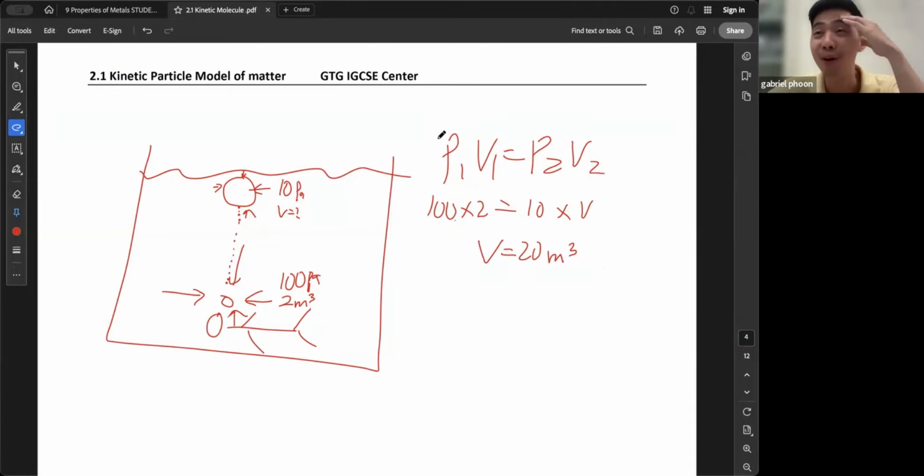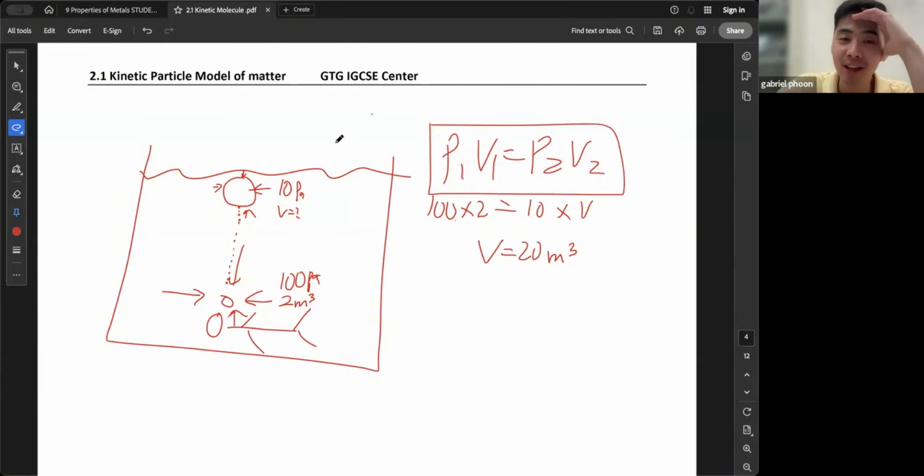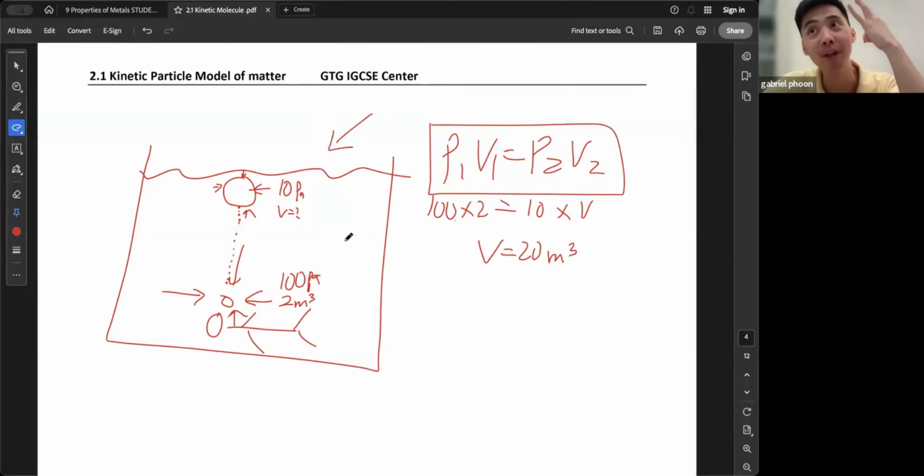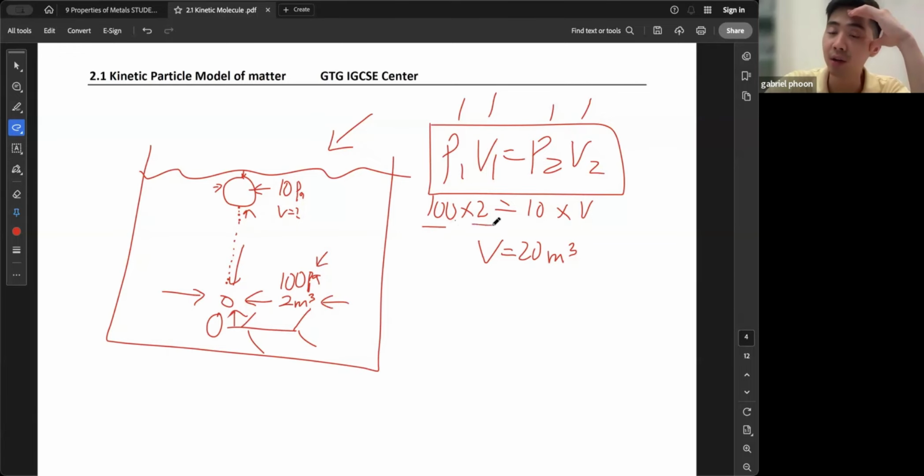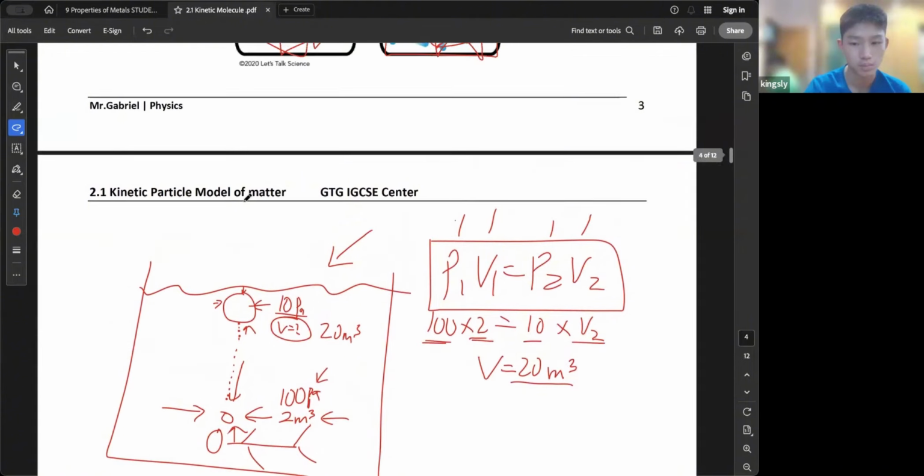Make sense? I'll repeat again. This formula can be applicable in this kind of scenario, but you must be given 3 things out of these 4 things. So in this scenario, I'm giving you 100 pascals initially at 2 meters cubed. Make sense?